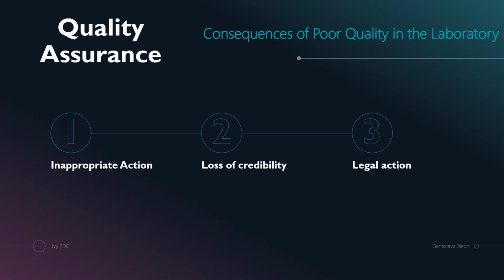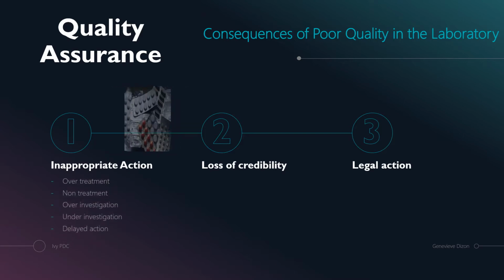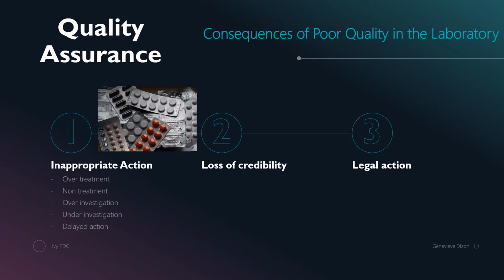And for this reason, we now have quality assurance. This is to make sure that there is quality in the laboratory, and quality in the results that we give. But what happens now if there is poor quality in the laboratory? We have three consequences. First is inappropriate action, second is loss of credibility, and the last one is legal action. Examples of inappropriate action would be over-treatment, non-treatment, over-investigation, under-investigation, or delayed action.